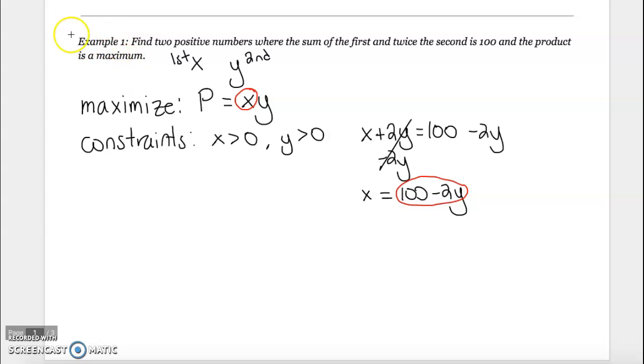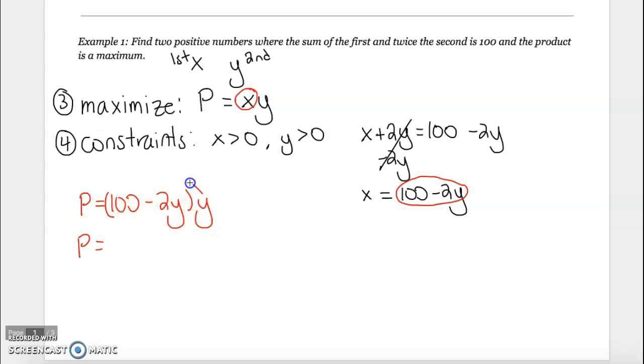So I guess we should do some step numbers here. This would be step 3, I believe, which is always to write the equation you're trying to maximize. And then step 4 is to write your constraint equations and then use them to write our maximize our product in one variable. So I'm replacing that x with 100 minus 2y, and then there's still that y there. I'll go ahead and simplify a little bit: 100y minus 2y squared.